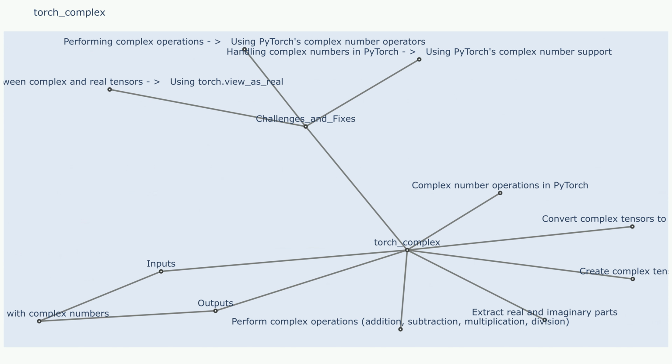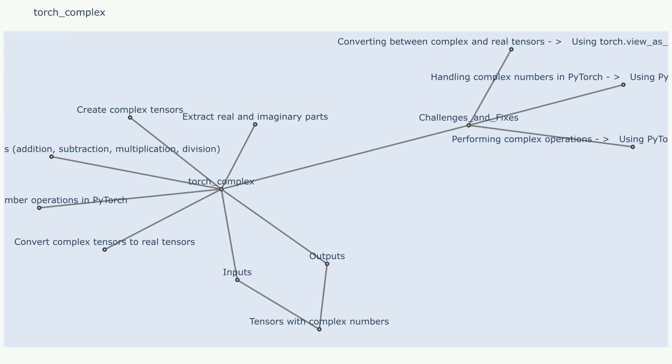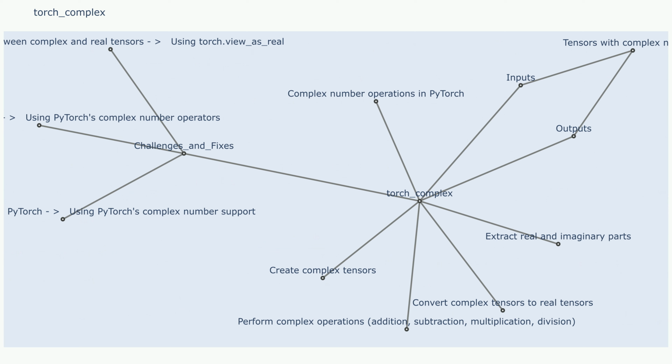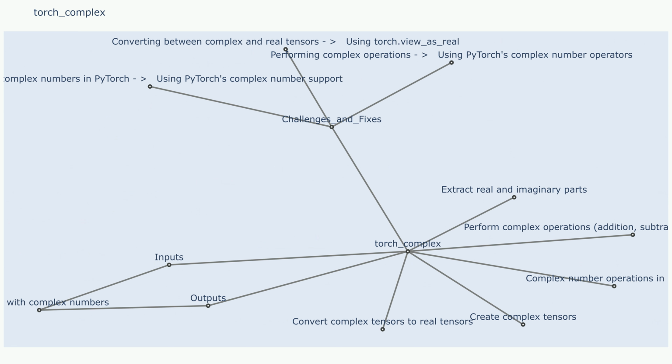Steps. Step 1: the torch complex function takes two real tensors, real and imag, as input. Step 2: it constructs a new complex tensor where each element is a tuple containing the corresponding real and imaginary values from the input tensors.